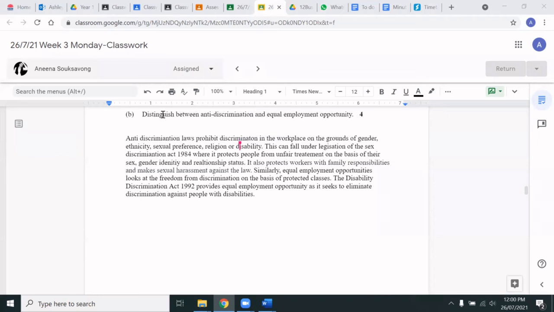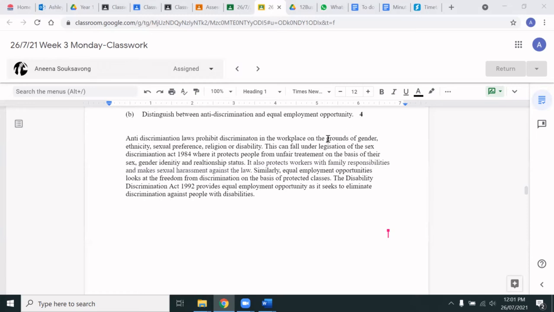Distinguish. Now, again, this is called a directive term, a directive verb. So what's the difference between anti-discrimination and equal employment opportunity? It doesn't want just definitions of it. It wants you to define each, really, but then to tell me the clear difference between the two, because students often just link them as one, because they're both good things in the fact that we're trying to promote inclusion and we're trying to allow all people to be treated the same. That's the similarities. But this question's asking, what are the differences? Tell me the differences.